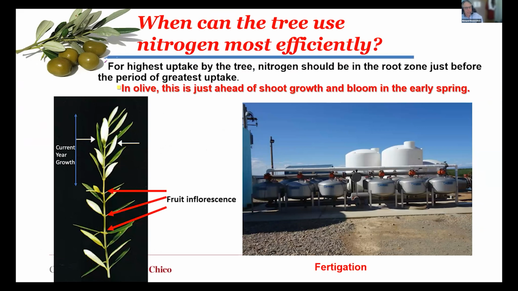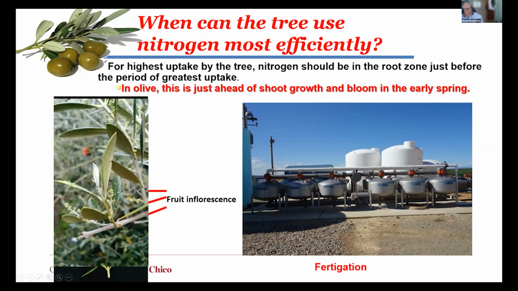So when can the trees use nitrogen most efficiently? Typically, for the highest uptake by the tree, nitrogen should be applied to the root zone just before the period of greatest uptake. And that is typically when you get that first new flush of growth and flowering in olives. And so Luis had a great picture of the shoot here. And here we have the current year's growth right here in these leaf axils of last year's growth, because again, flowers are borne on last year's production. These will turn into inflorescences later in time. And this is a very good time to start applying your fertilizer.